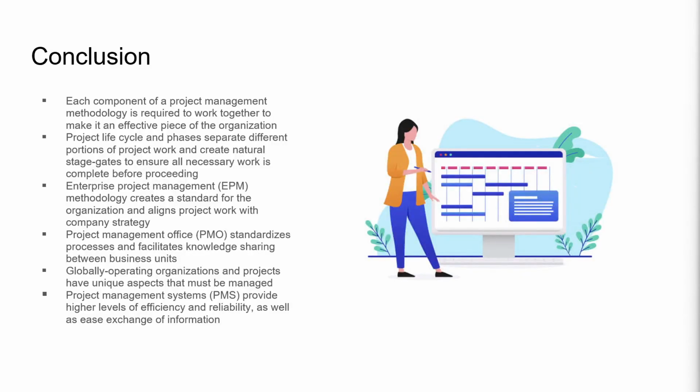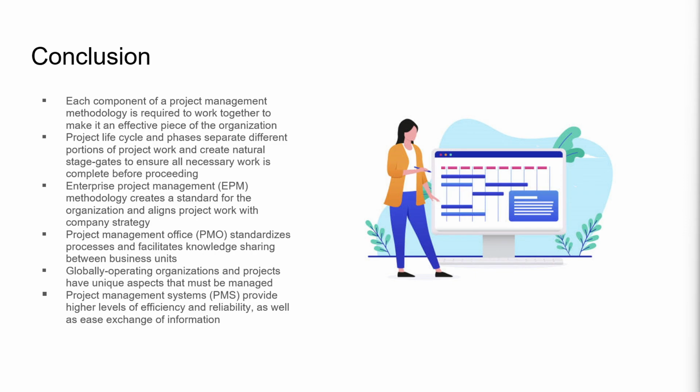What conclusions can we draw on the development of a project management methodology as a result of analyzing the case study and the associated information? For an organization to be most effective, all components of its chosen project management methodology must work together. The project lifecycle and associated phases separate distinct project work activities and create natural stage gates that ensure all necessary work is done before proceeding into a new phase. An organization's EPM creates a standard and ensures the ongoing project work is aligned with company strategy.